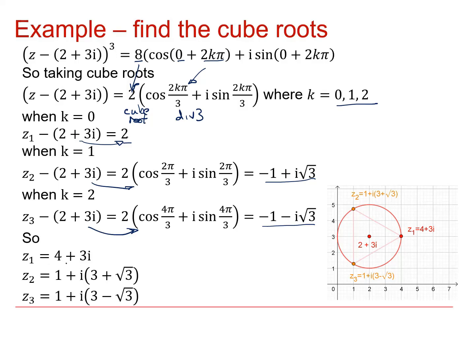When you do that, you get the final roots. z1, when k equals 0, is 4 plus 3i, and that equates to that point on the diagram. z2 is 1 plus 3 plus root 3 i, and that equates to that point on the diagram. And z3 is 1 plus 3 minus root 3 i, and that equates to that point on the diagram.